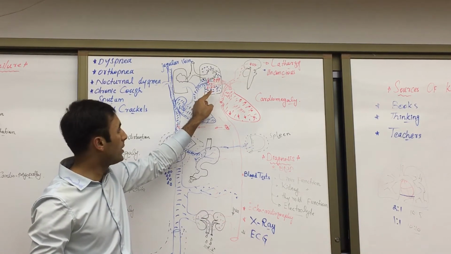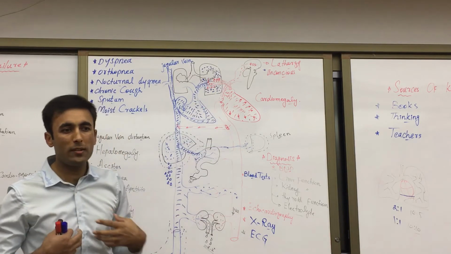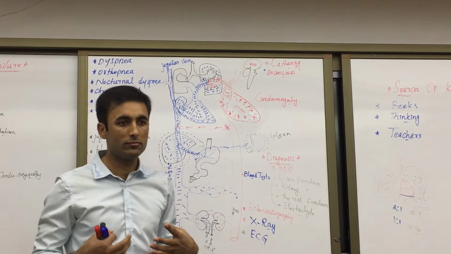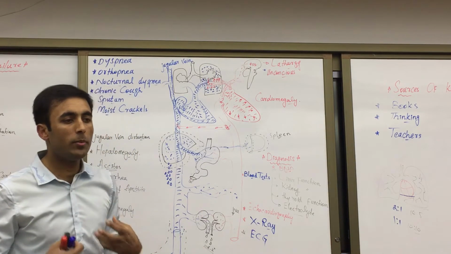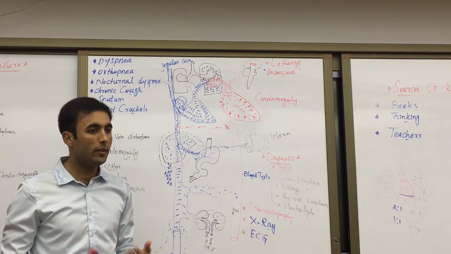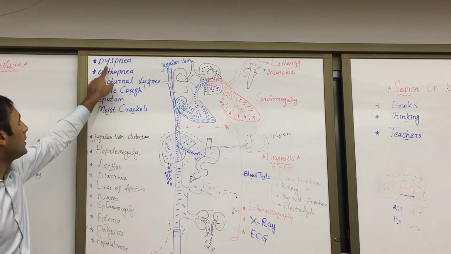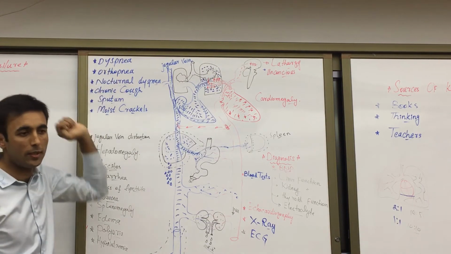And when the fluid from the pulmonary capillaries accumulates, our lungs become wet, boggy and heavy. So it becomes difficult for the person to breathe. This difficulty in breathing is called dyspnea.